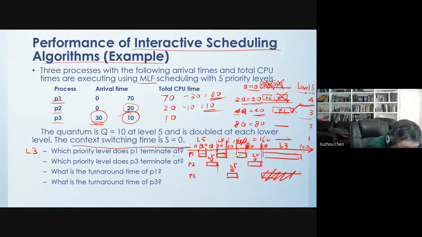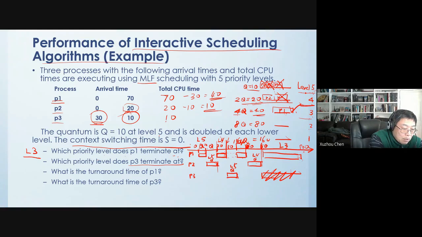I'm thinking level 5 is the highest priority, so it should be placed initially. So initially it should be put in level 5, and then level 4, and then level 3. So yes, thank you. So P1 terminates at level 3, right? Now what about P3?